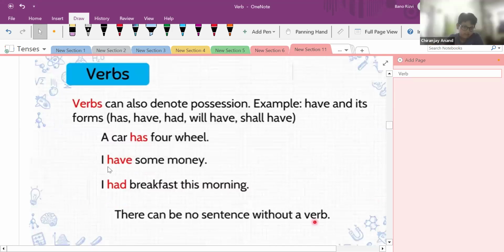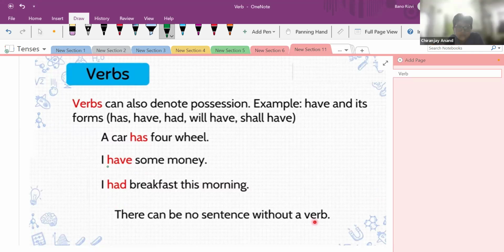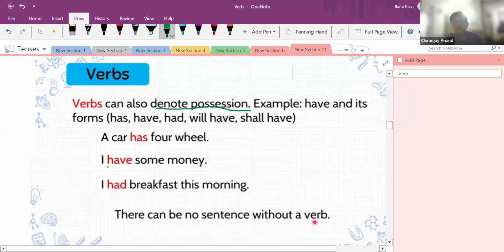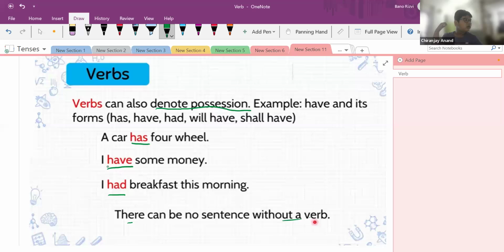Okay, so one verb does an action, another does not do an action, and the third definition is that a verb also denotes a possession. Possession means possessing something. Example: have and its forms: have, has, had, will have, shall have. A car has four wheels. I have some money. I had breakfast. So there can be no sentence without a verb. This is a rule: every sentence has a verb. It may be an action, it may not be an action, or it may denote a possession, right? Yes, ma'am.